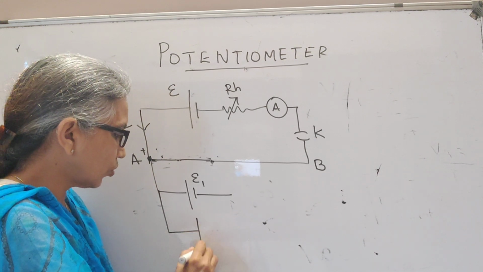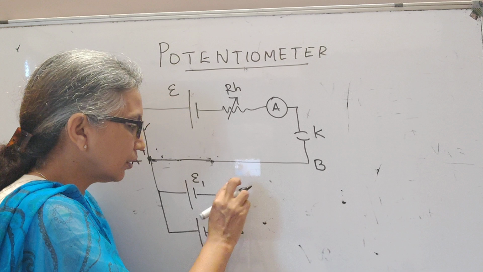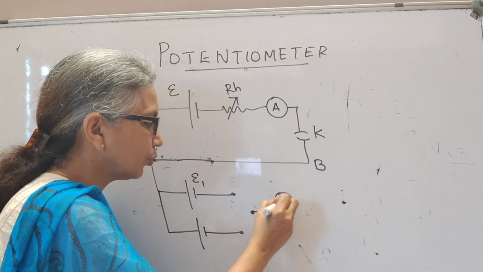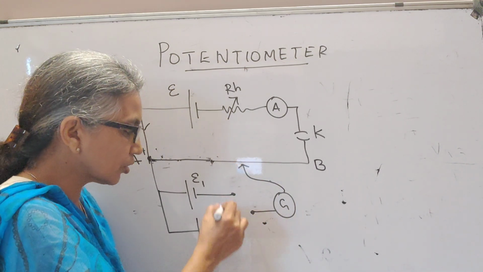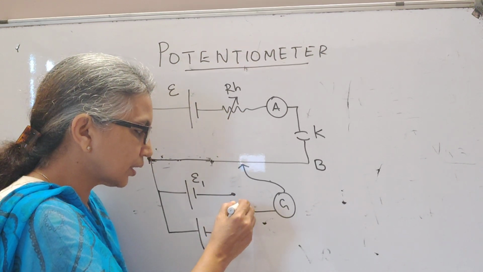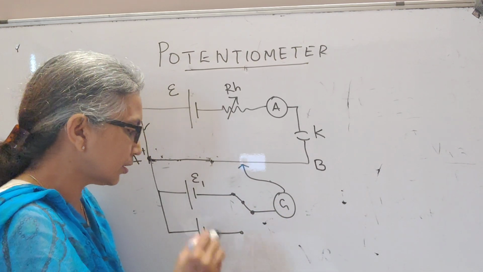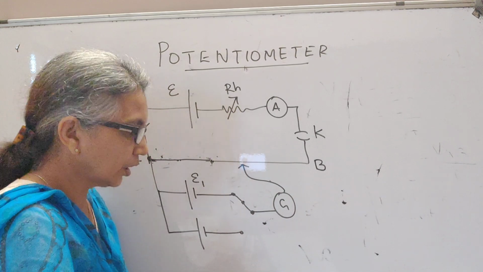The second cell is also given to you, and this is connected to a galvanometer, which will be connected to the jockey. Now this is called a two-way key. Two-way key would mean, suppose I insert the key here, then I am making a connection like this, and I have included E1 in the circuit.